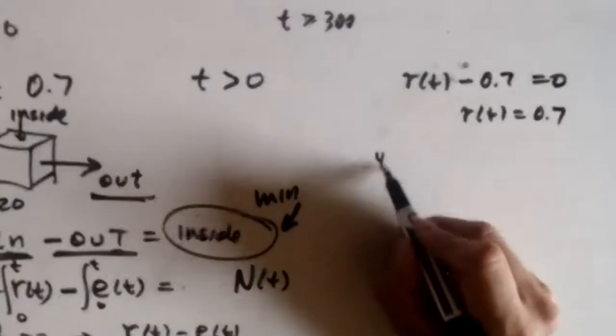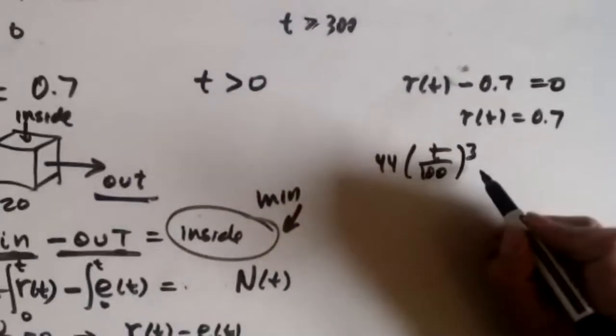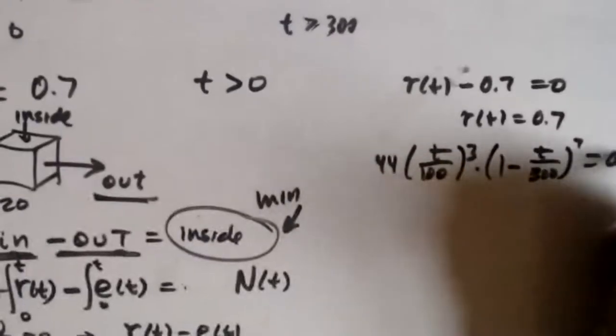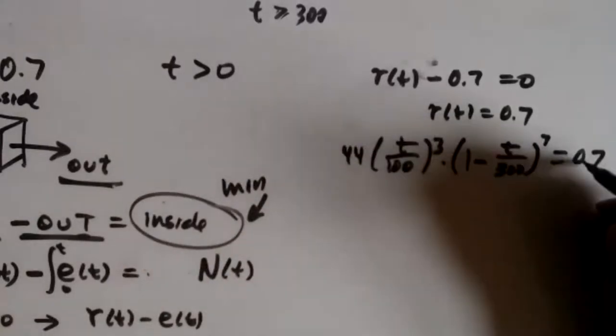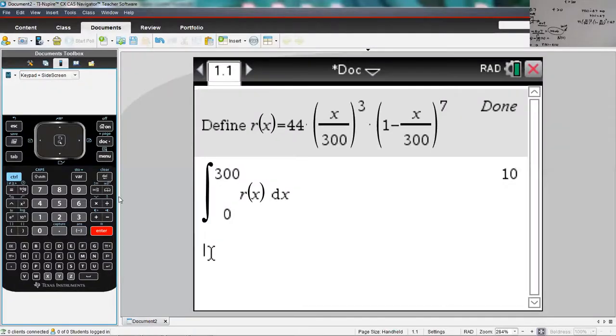So what I really have to solve is 44 t cubed times 1 minus t over 300, to the 7th, equals 0.7. Okay, that's an easy equation to solve. Of course, you have a calculator, correct? Everybody remember how to solve this equation with a calculator? Numerical solve, perfect. Let me go to the screen right here. You can do this graphically if you want, or numerically with numerical solve.